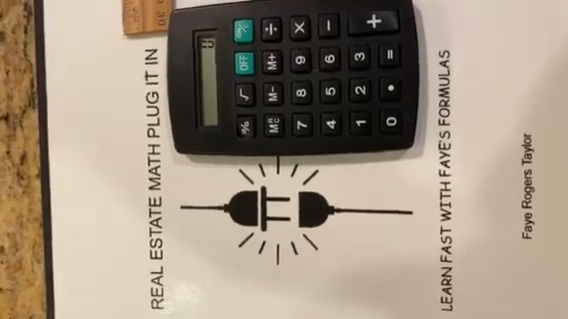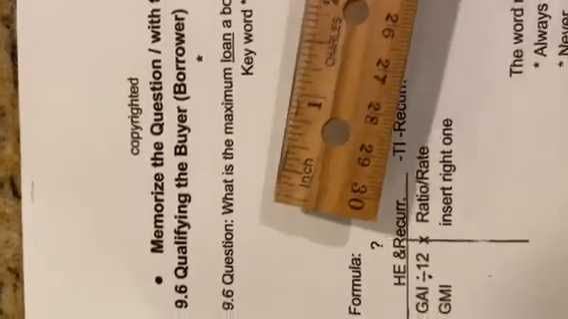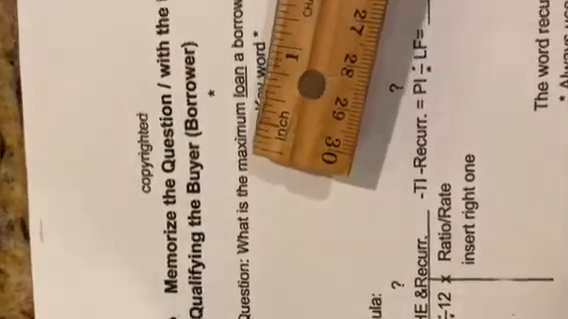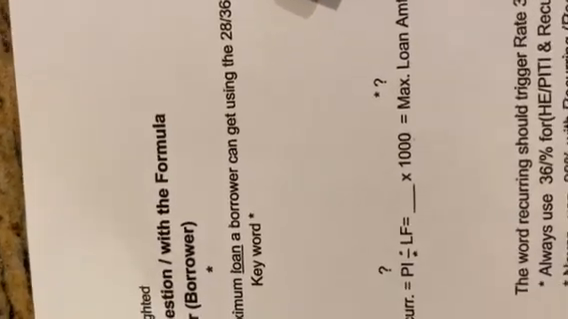Real estate math, plug it in. 9.6, qualifying the borrower. Question, memorize it. What is the maximum loan a borrower can get using the 28-36% rule? Keywords, loan and borrower.